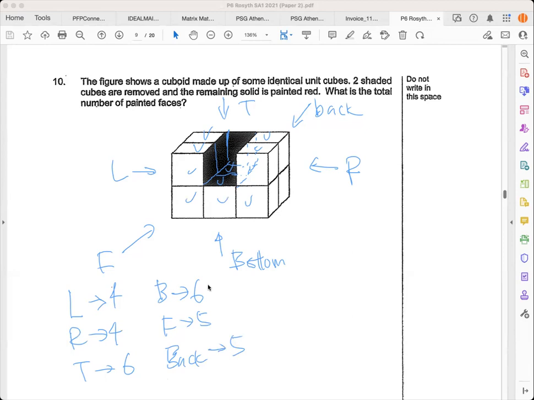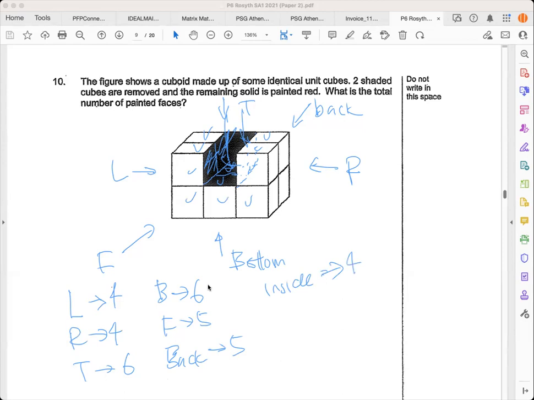All right. Then you must look at the inside. 1, 2, 3, 4. Okay, the inside there's 4. 2 here, and then 2 over here. Okay, so inside is 4.